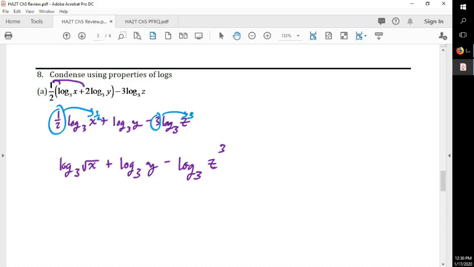Okay, now since all my logs are all alone, there's no coefficients in front of them, you can start combining them. So I look at what's inside of this log and I look at what's inside of this log, and because I see a plus sign right there, what am I going to do with those insides? So I have log base 3, and I wouldn't rewrite everything all the time, but since you guys are watching me and you're trying to learn stuff, I am.